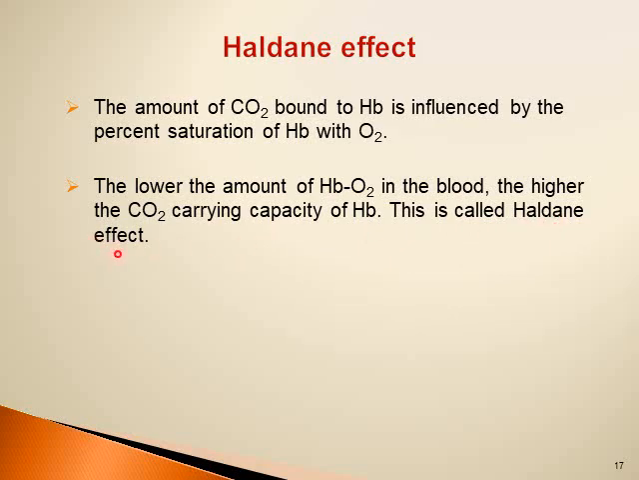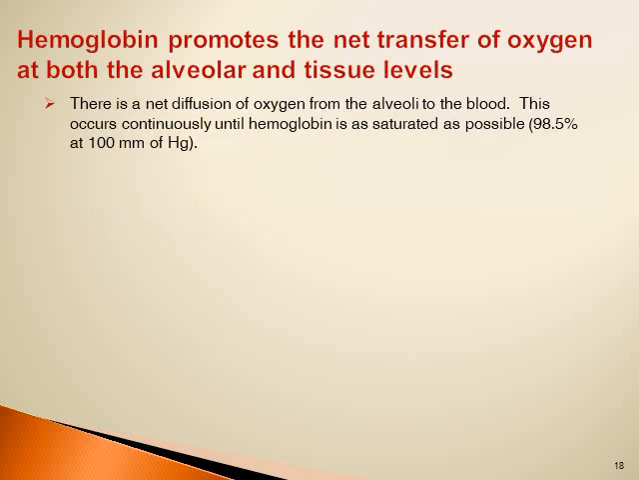The effect of carbon dioxide on the affinity of hemoglobin to oxygen is called the Bohr effect, while the effect of oxyhemoglobin on the carbon dioxide carrying capacity is called the Haldane effect. Okay, so in conclusion, hemoglobin promotes the net transfer of oxygen at both the alveolar and tissue levels. Why? Because hemoglobin carries 98.5% of total oxygen that is transported in the blood.